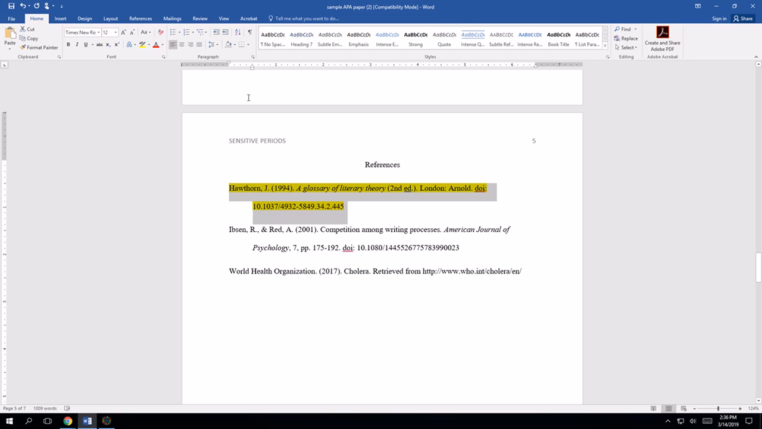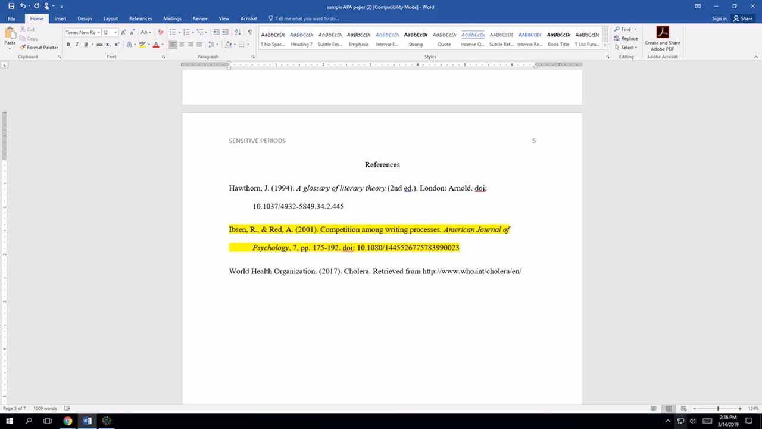This next source is a journal article. Again, we list the last name of the author, followed by a comma, then the first initial of the author, followed by a period. This article happens to have more than one author, so we'll list them both and then move to the year of publication. Again, that's in parentheses, followed by a period.